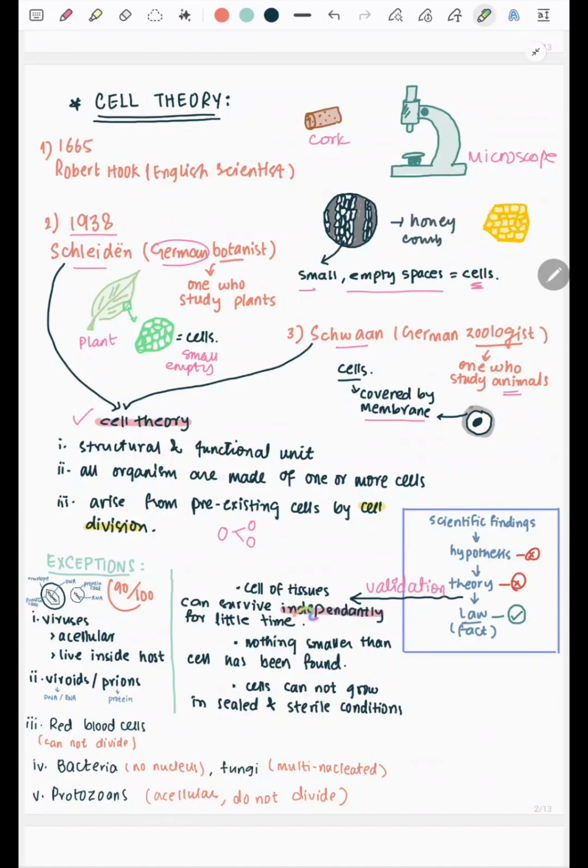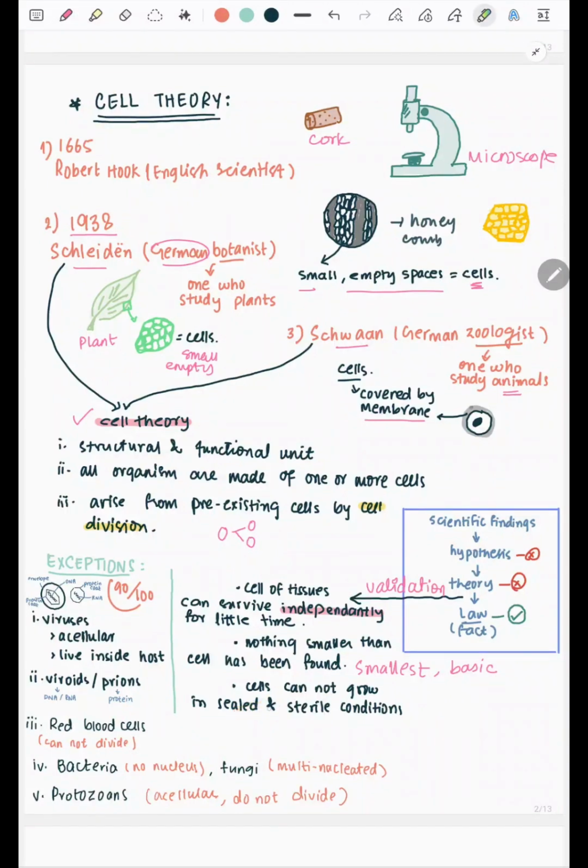They assured that cells can survive independently for just a little time. Now, here are two important points in this statement. That is, cells can survive independently, that is, they can survive outside the body, but for a little time, that is, they need a stable internal environment for their proper function. Then, nothing smaller than a cell has been found. That is, the cell is the smallest or the basic unit of life, of the living organisms.